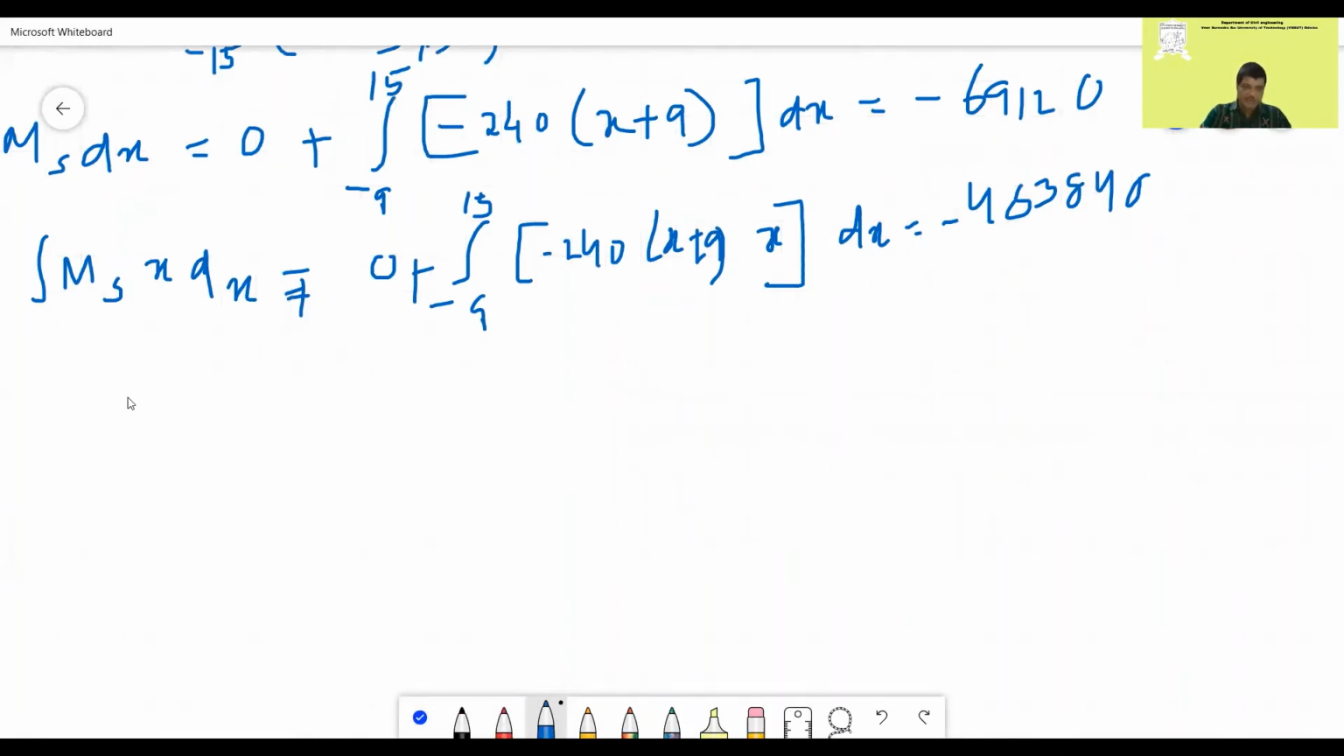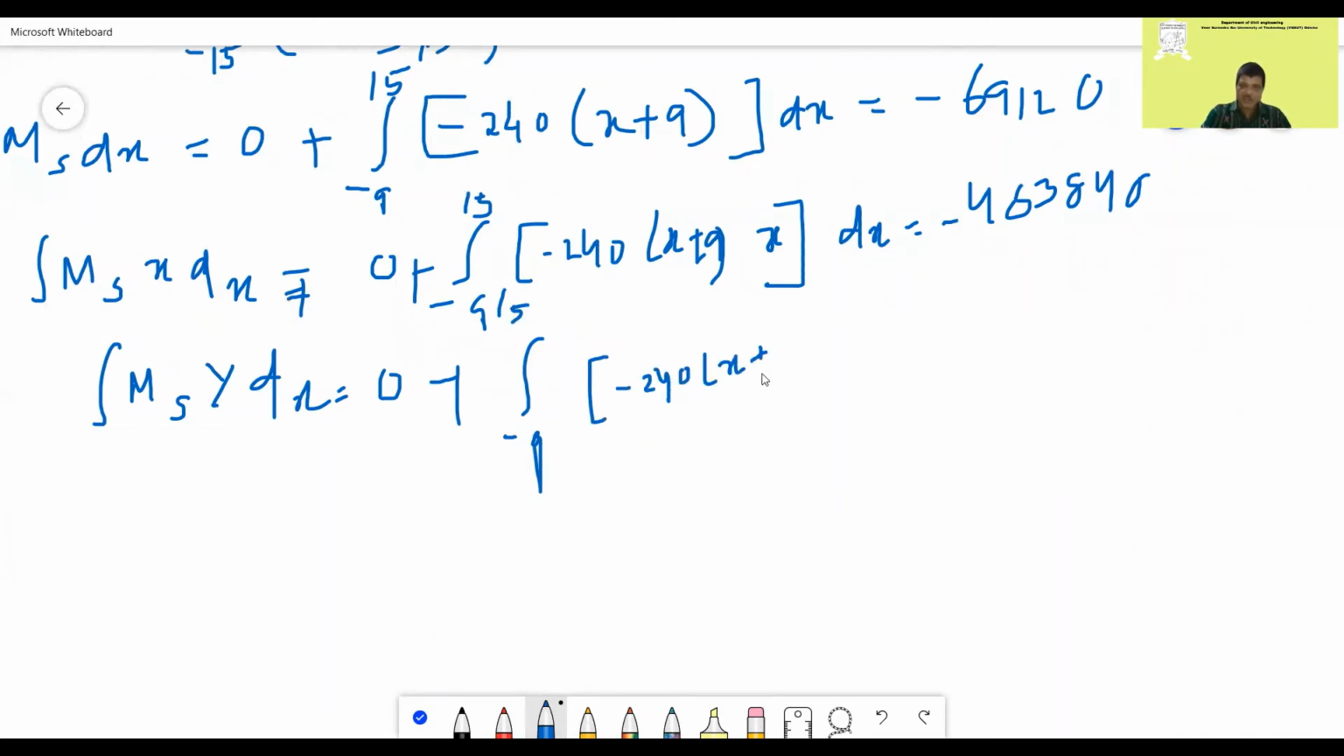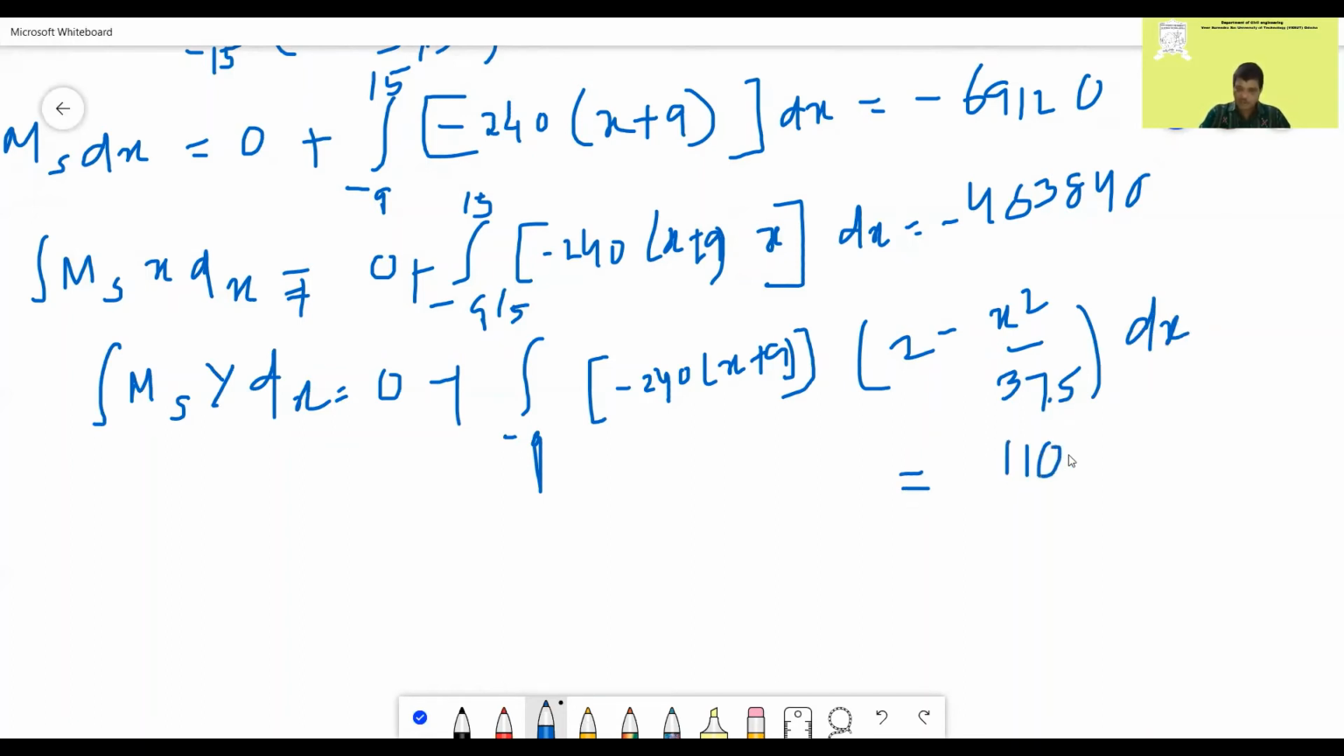Now similarly, you will find Ms y dx. First is 0 plus, minus 9 to 15. Ms is minus 240 into x plus 9. Then we multiply the value of y. What is the value of y? We have found y in terms of x, 2 into 2 minus x square by 37.5, into dx. We'll do this integration, and it comes out to be 110591.